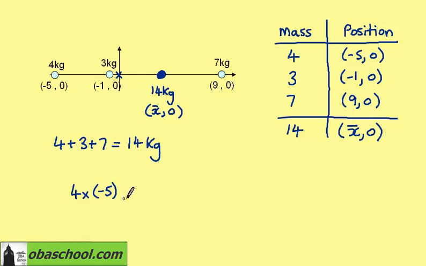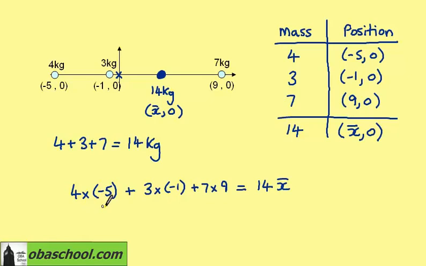For the 3 kilogram mass then, we're going to have 3 times -1. For the 7 kilogram mass, we'll have 7 times 9. And for the combined mass that we want to replace it with, we have 14 times x bar. And our combined mass needs to have the same turning effect as the individual masses, therefore giving us this equation.